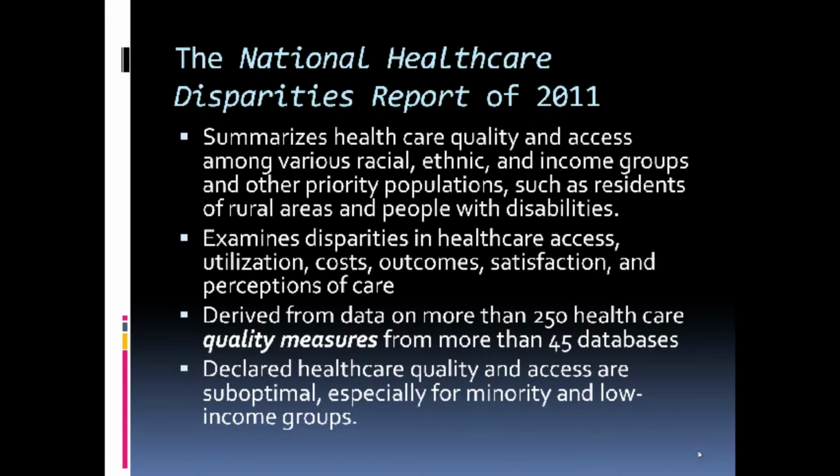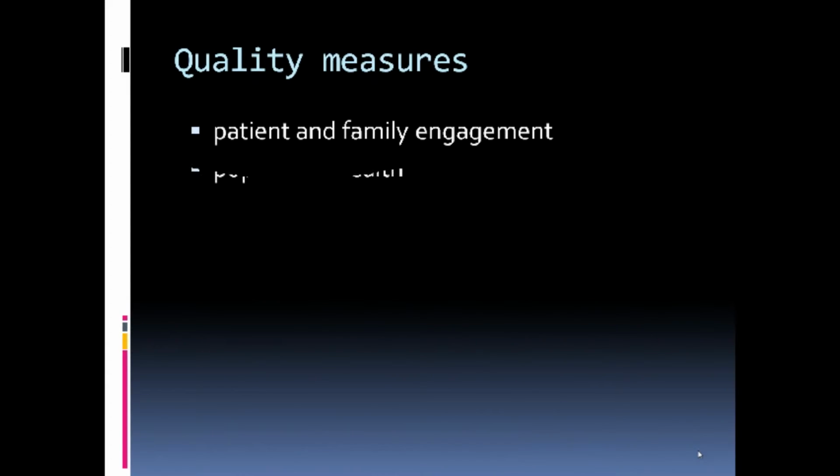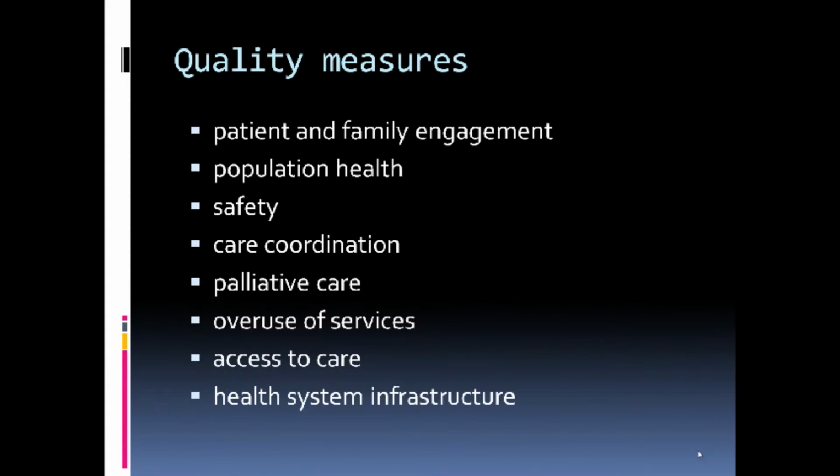The report is derived from informatics data on more than 250 healthcare quality measures from more than 45 databases. This disparities report declared that care quality and access are suboptimal, especially for minority and low-income groups. Care is deemed suboptimal based on several quality measures in the data, including patient and family engagement, population health, safety, care coordination, palliative care, overuse of services, access to care, and health system infrastructure.